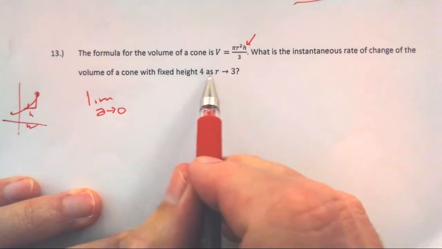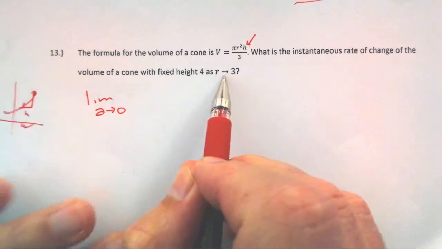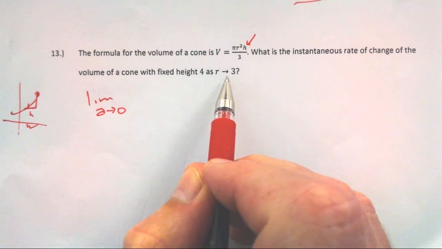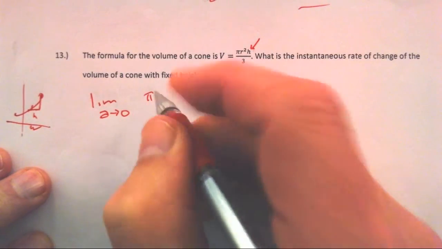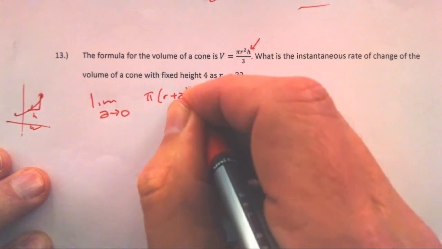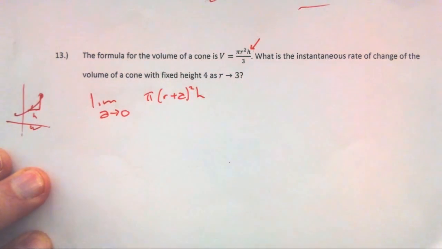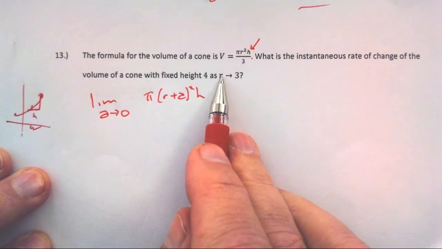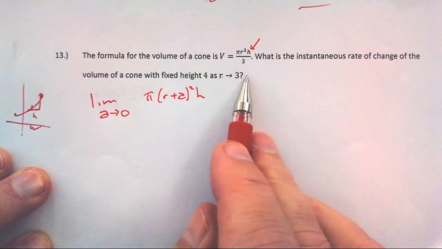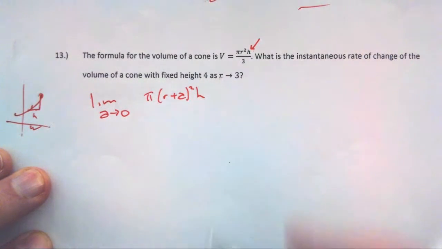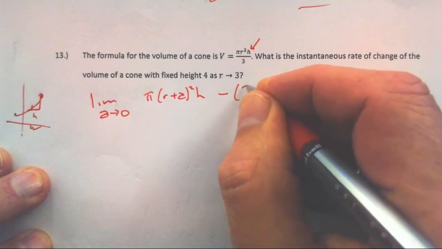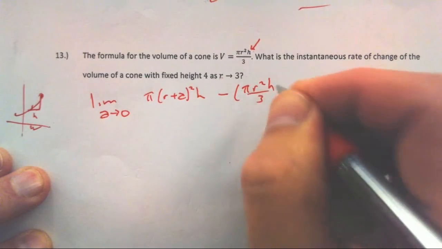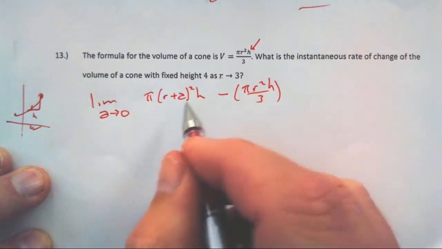All right. Now, they're talking about r changing. So r is like my x. Is that okay? So I want pi of r plus a squared h. They could have said h is changing, and then it would be h plus a. All right. So this one's just different. Minus pi r squared h on 3. Didn't need the parentheses.